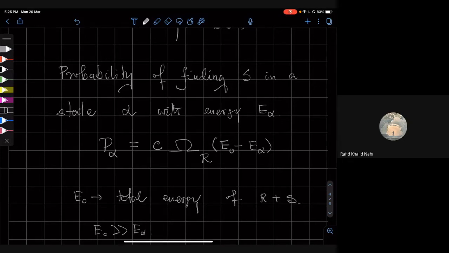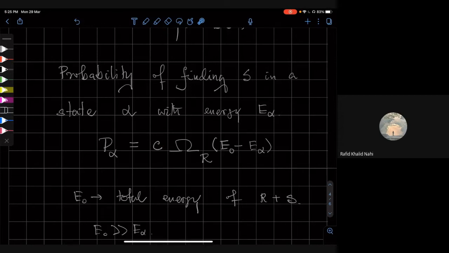So the probability of alpha is equal to C omega r of E naught minus E alpha, right? Exactly. So what is this? This is the number of configurations that the reservoir can take, which is huge, at this energy. Of course, the probability that the reservoir will be at that energy is proportional to this, the number of configurations it can take. Because if I look at the volume in configuration space, then this will be the fraction of that volume.